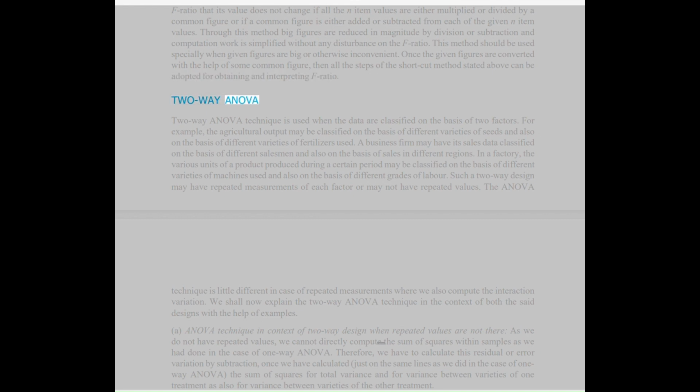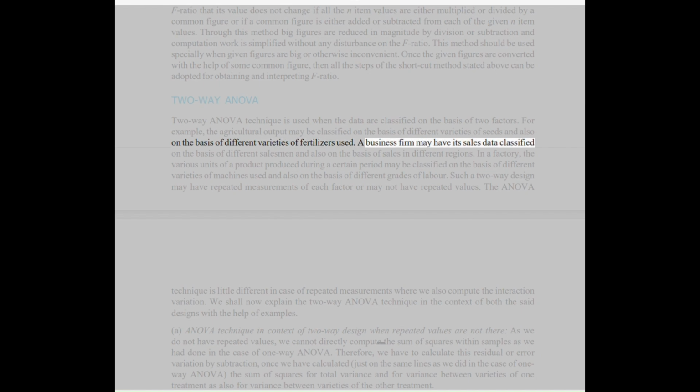Two-way ANOVA. The two-way ANOVA technique is used when the data are classified on the basis of two factors. For example, the agricultural output may be classified on the basis of different varieties of seeds and also on the basis of different varieties of fertilizers used.